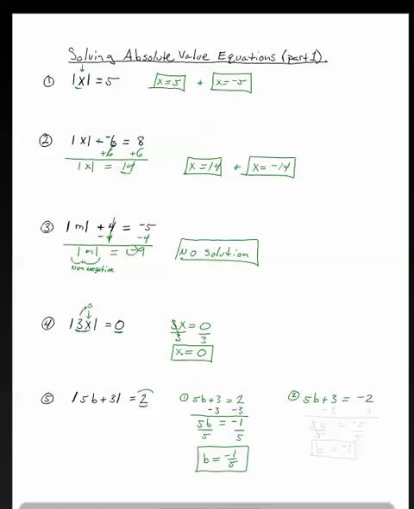In my second equation, I need to subtract 3 from both sides. That gives me 5b is equal to, and then negative 2 minus 3 gives me negative 5. Now, just like in the previous equation, I divide by 5 on both sides. 5 divided by 5 is 1, so it cancels. And I have b equals negative 5 divided by 5 is negative 1. So the two solutions to this equation are b equals negative 1/5 and b equals negative 1.